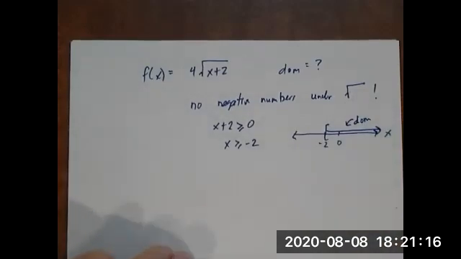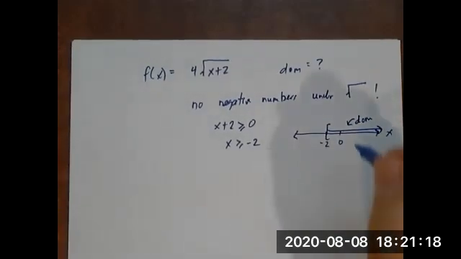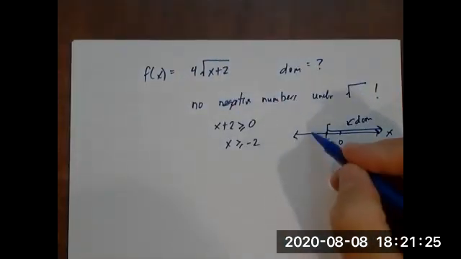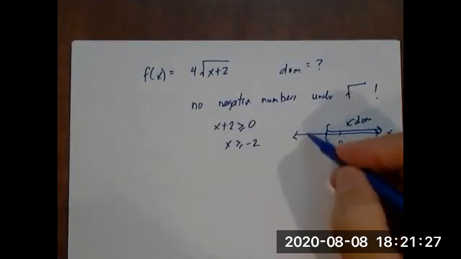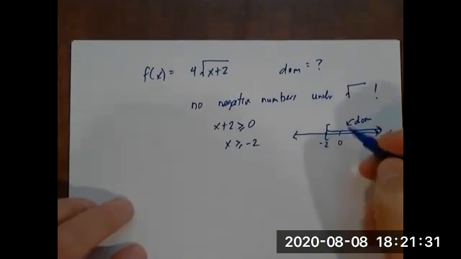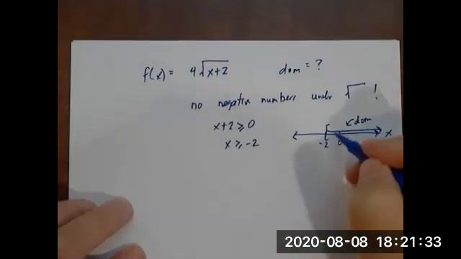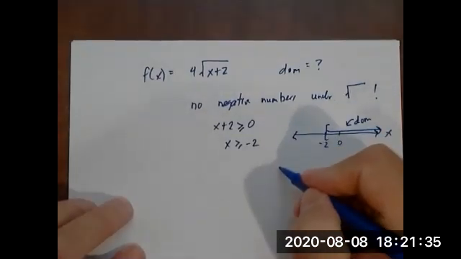So this I'm saying is my domain. In other words, any number over here should be fine. I shouldn't have a problem. But any number over here is going to be a problem because it's not in my domain. Let's confirm it. So like I said, let's pick a number in my domain. How about negative 1?